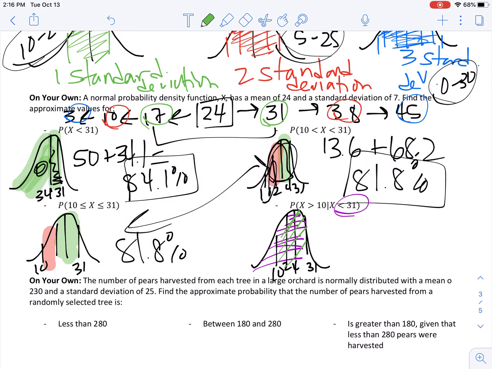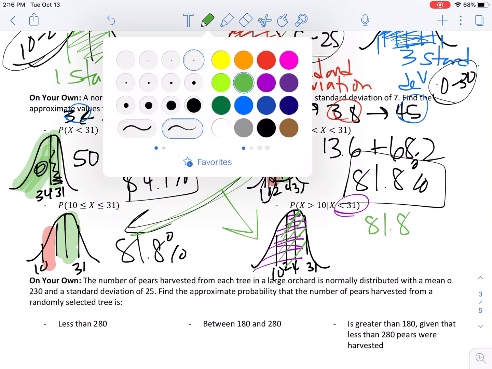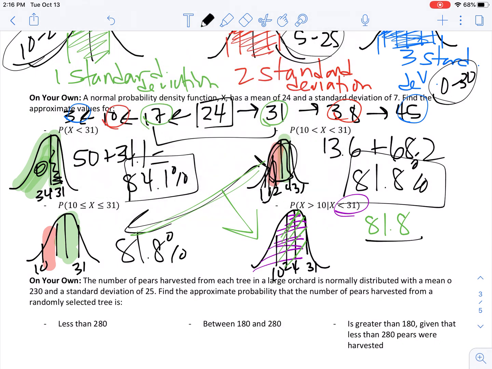So we have to do 81. It's these two parts that we have right here. That's going to be the one we're looking for because it's between 10 and 31, since it's given that it has to be less than 31. So this will be 81.8 divided by that little purple part that we highlighted, which is this whole first one. So this will be 84.1. And then when we divide it, we get 97.3%.